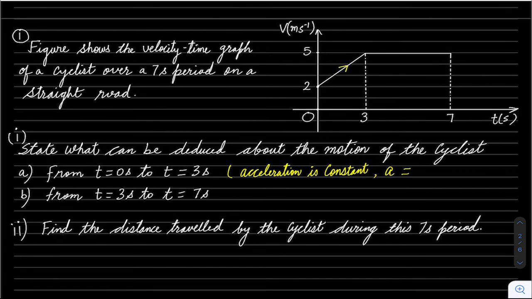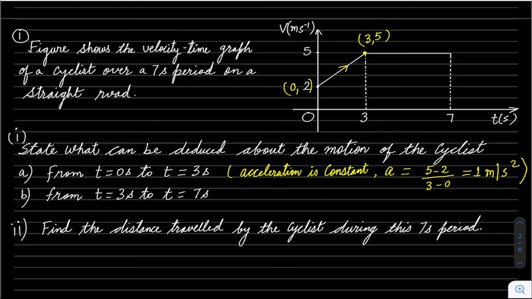So what is my gradient here? This point is 0, 2, and this point is 3, 5. As everyone knows, gradient is y2 minus y1 over x2 minus x1, which comes out to be 1. The units are given in meter per second, so this will be meter per second square. So from t equal to 0 to 3, my acceleration is constant and equal to 1 meter per second square. Because acceleration is positive, my velocity is increasing.